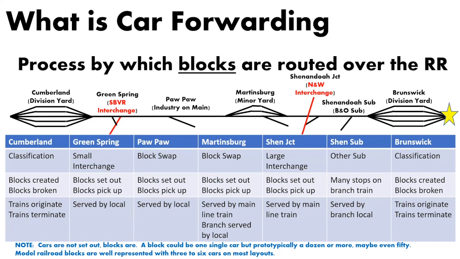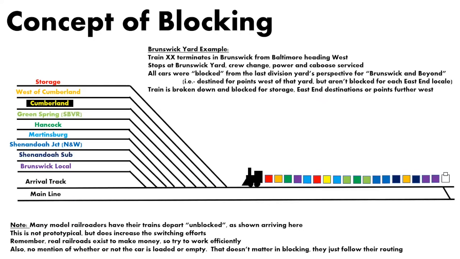But what we're going to talk about, the yellow star on the right-hand side of the graphic, is what happens when a train comes in from a point east, Baltimore in my case, into the first division yard. I call it train double X. It's coming in from Baltimore and heading west, and it stops at Brunswick Yard and gets a different crew, different power, and a different caboose.